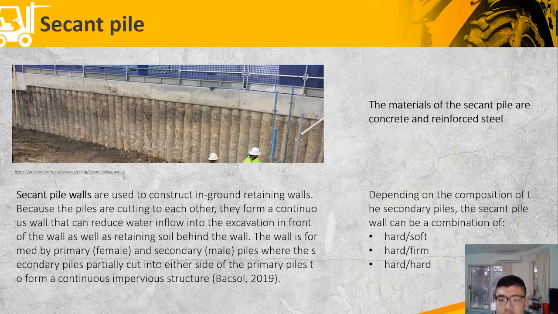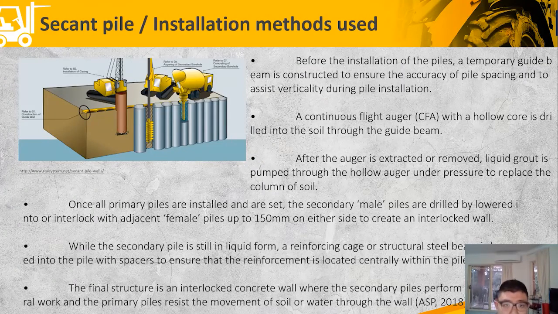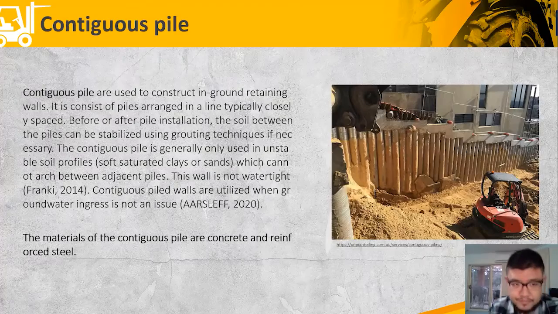Depending on the composition of the secondary pile, the secant pile wall can be a combination of hard, soft, hard; hard, firm, hard; or hard, hard. And you can see here the installation method used for secant pile. You use a screw structure to drill a hole, and then pour in the concrete and reinforcement, making the piles cut into each other. This is basically the installation process.